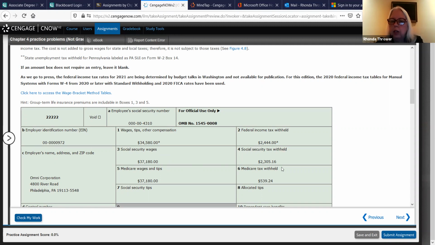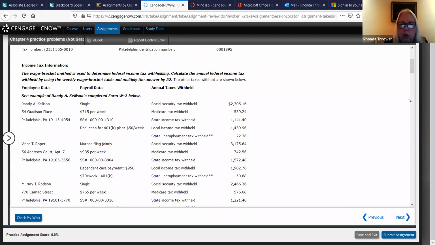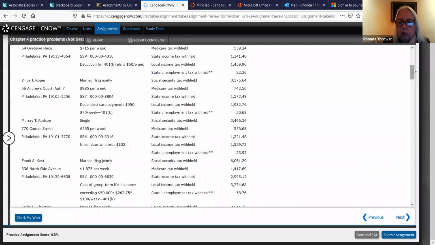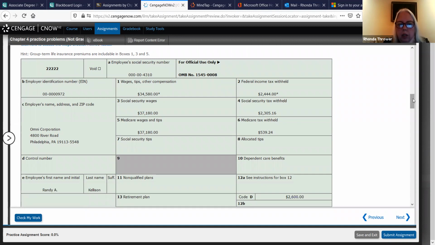There may be some rounding errors if you just calculated 6.2% of this to get that. So they've shown you what the actual amount was that was taken out in your instructions. In other words, the Social Security tax that was withheld is given. So this $2,305.16 would be entered into box 4 for this employee.